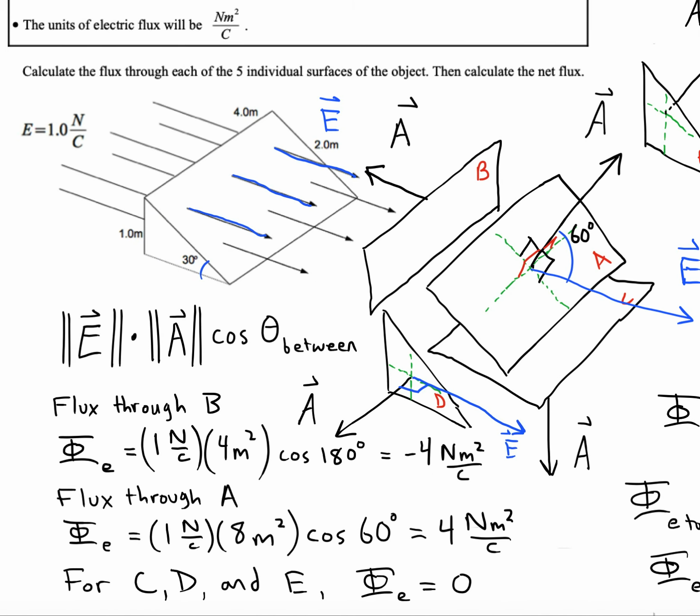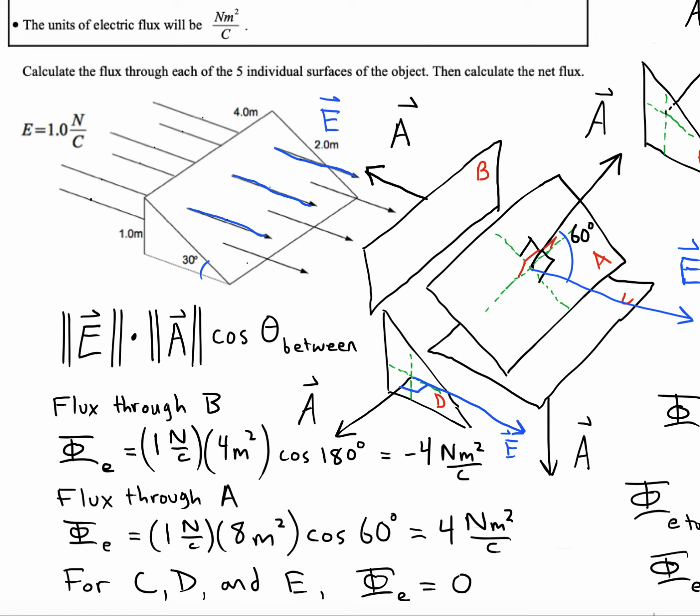Notice that the same number of field lines that come in also leave. You can count them up. We've got 1, 2, 3, 4, 5, 6 field lines penetrating the back surface, and 1, 2, 3, 4, 5, 6 field lines penetrating the front surface.